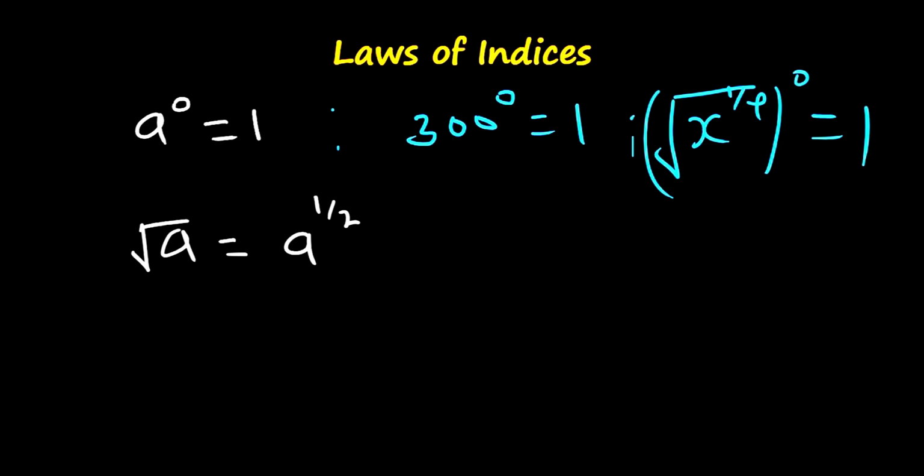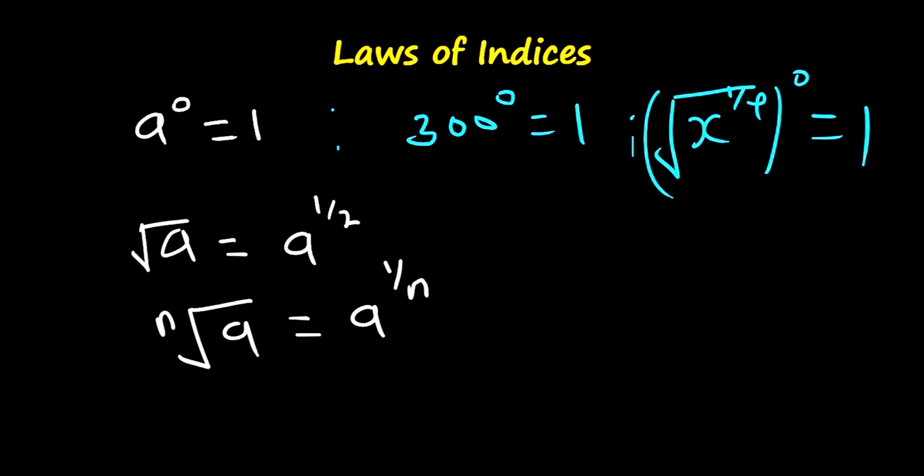And if you have any number a, and you want to get its nth root, that is the same as just taking that number and raising it to 1 over n. So if this is 2, it will be a raised to power 1 over 2. If it is 3, then it will be the cube root of that.